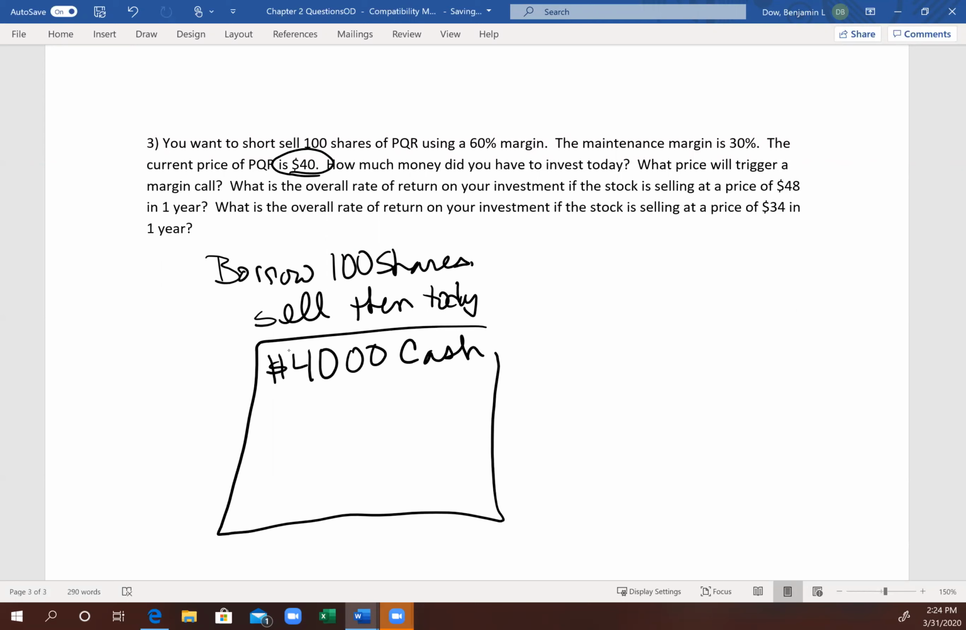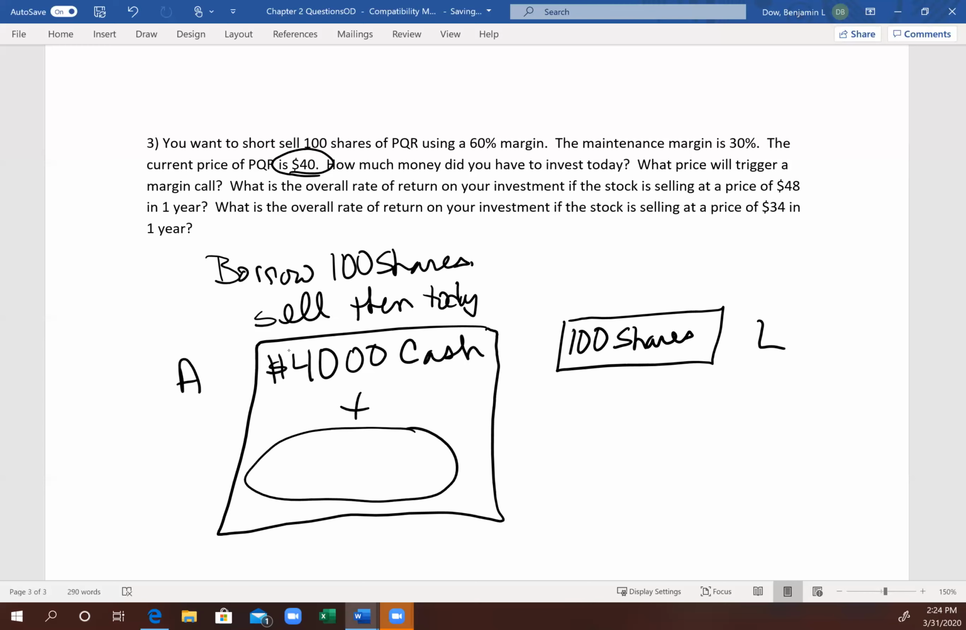In fact, that's the part of your assets. The liability, of course, is you borrowed 100 shares and you're going to have to rebuy them or cover your short position at some point in the future. Now, in addition to the $4,000 cash, the broker is going to want to make sure that there's additional money in case the position works against you. That is, in case the share price goes up. So they're going to require you to put down a margin deposit.